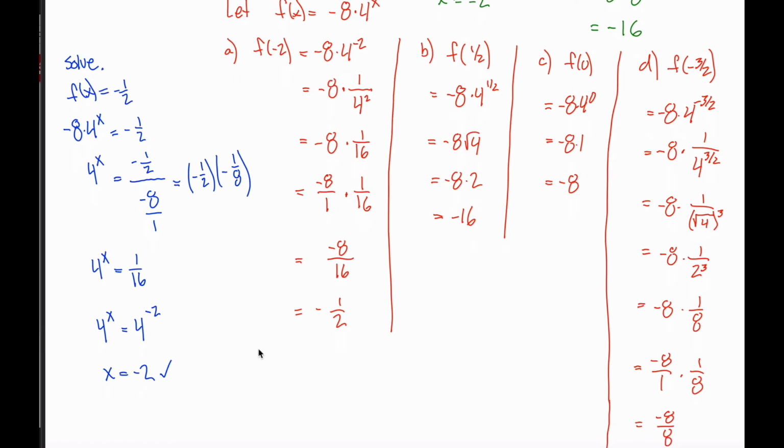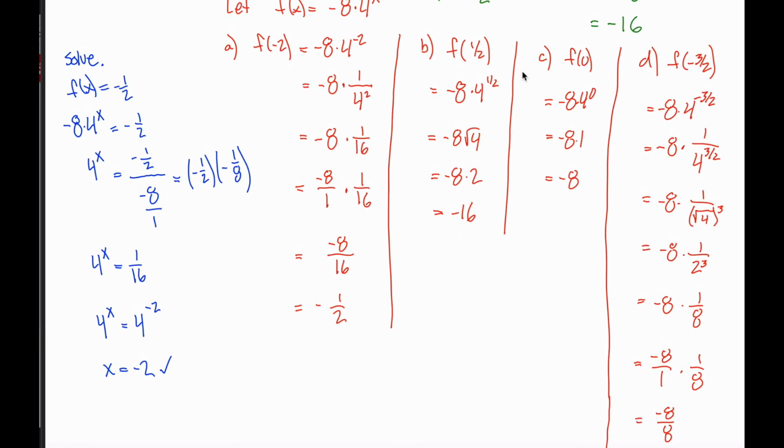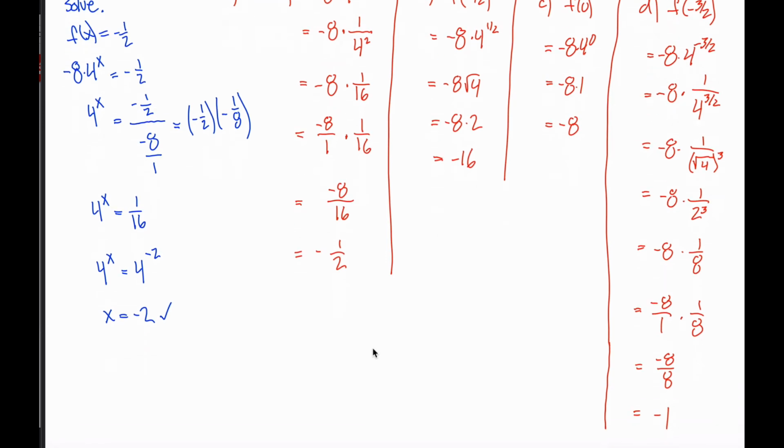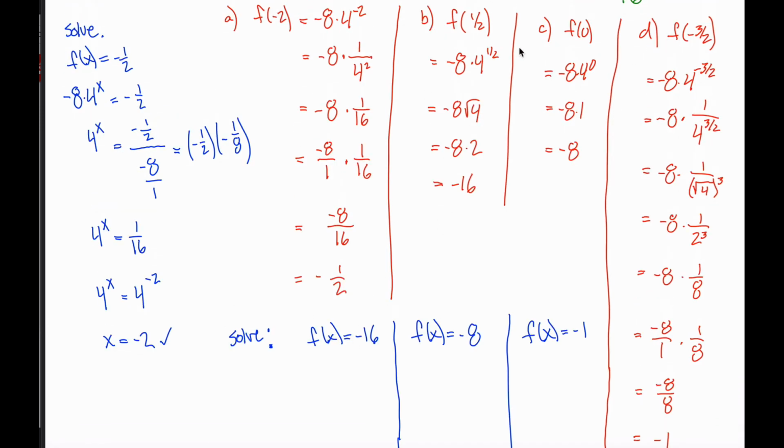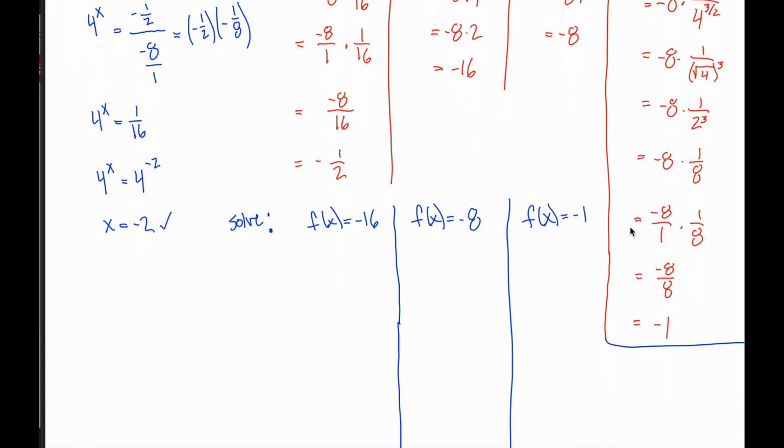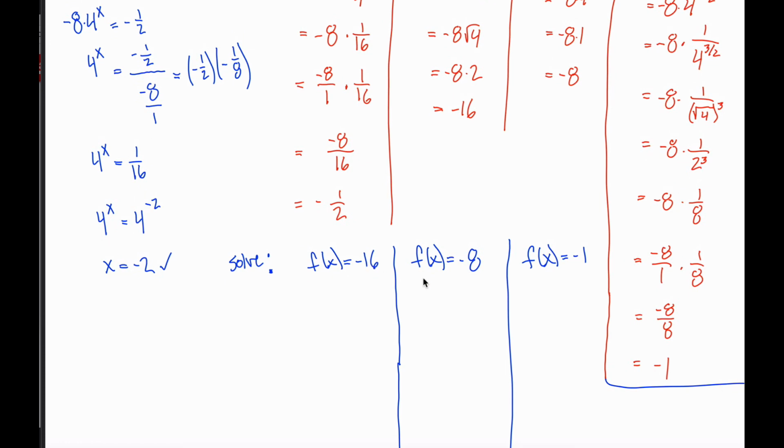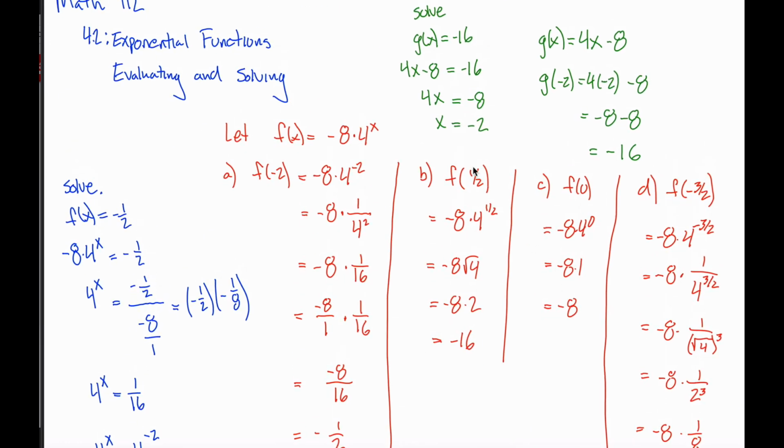Before ending this video, I want to get a little bit more practice with this. So what I'm going to do is B, C, and D, except for backwards. So the answers that we got in B, C, and D, the outputs were negative 16, negative 8, and negative 1 respectively. And what I want to figure out is if I were told those outputs, what would the input be equal to? And I know the answers better end up being 1/2, 0, or negative 3/2, or else I made some sort of mistake.